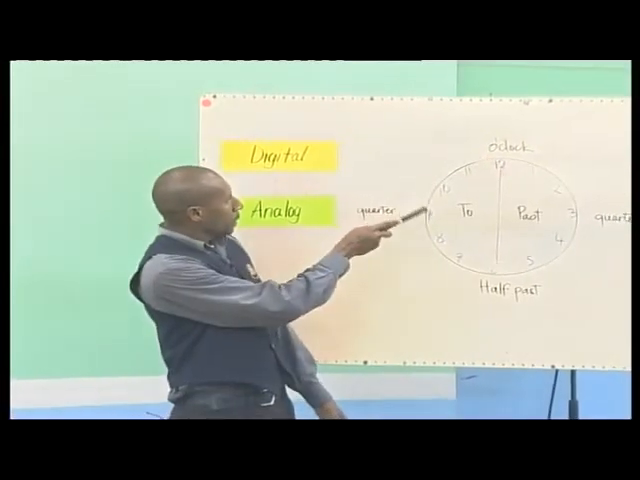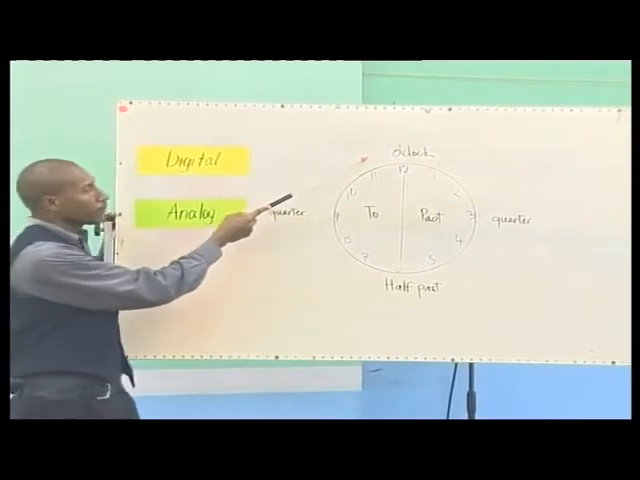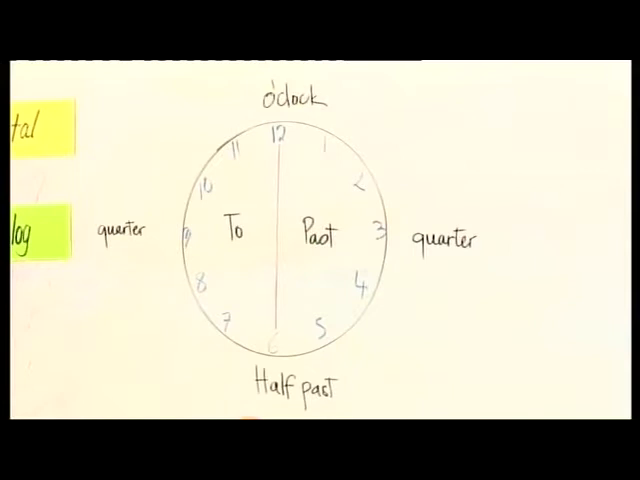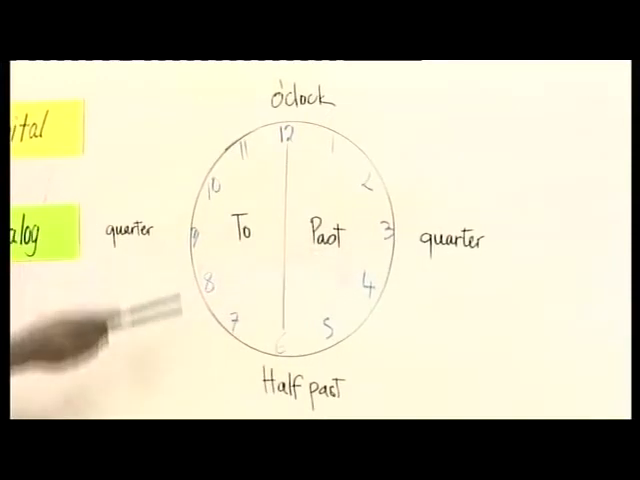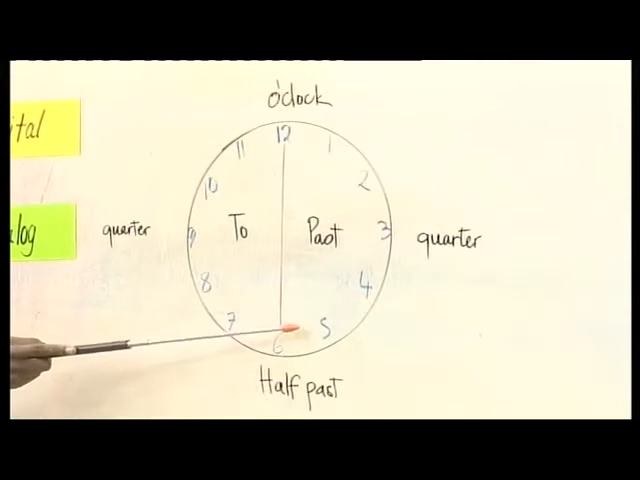Okay, I have a clock face here. Right at the top is the word what? O'clock. Quarter. Okay. On this side of the clock, we have the word past written. Now, on this side of the clock, every time we use the word past.